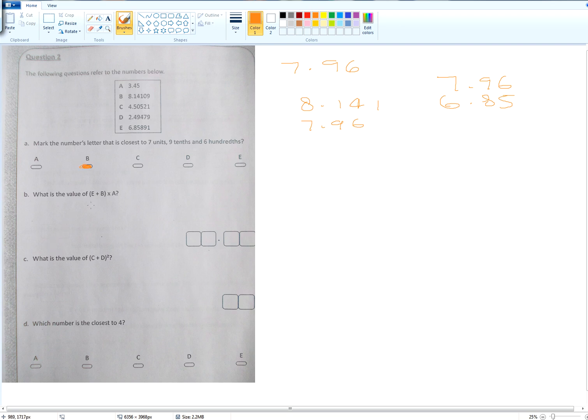What is the value of E plus B times by A? Let's have a look. What's E plus B? We're going to do E, 6.85891, add to the value of B, which is 8.1410. Did anybody add that up? Okay, Moise, what do you get? 15. Well done. That's exactly what I got. Okay, and they've times it by A.